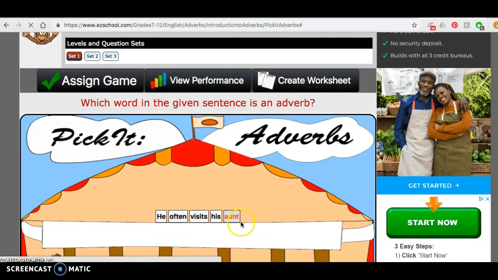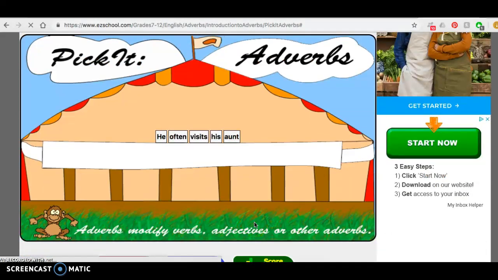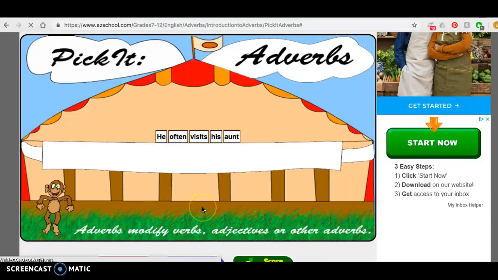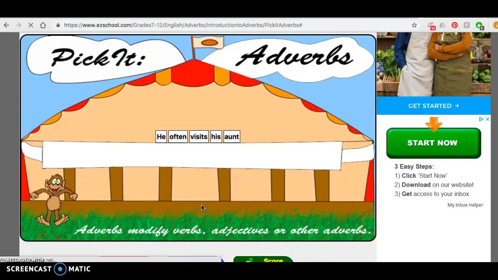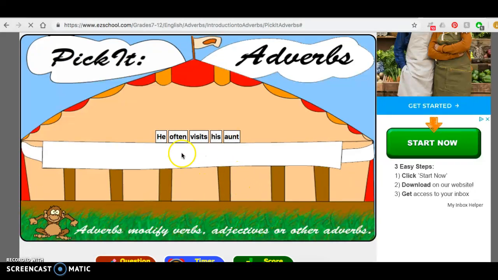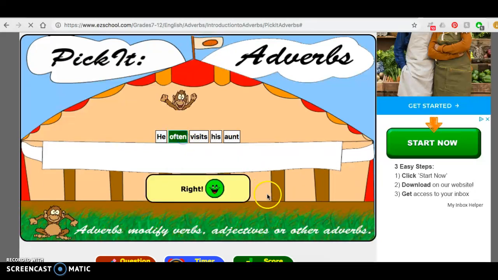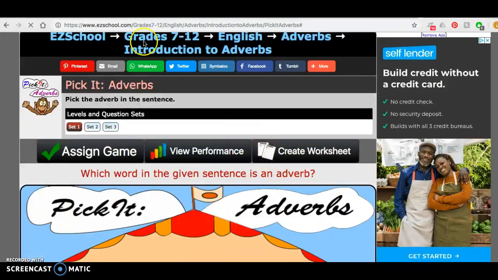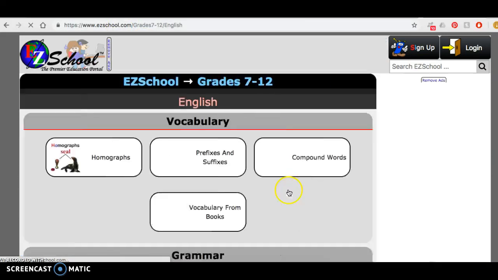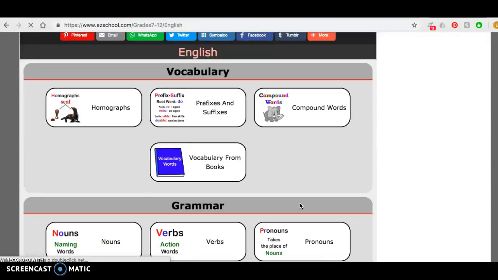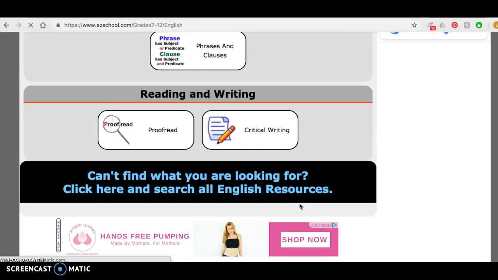So, "He often visits his aunt." Adverbs are easy to remember because if you take them out of the sentence, the sentence still makes sense. So if you take out "often," it still reads as "he visits his aunt," but the "often" modifies the visit. So that's an easy way to remember it. So yeah, it's pretty useful trying to learn the basics of it if you're struggling with the basics.